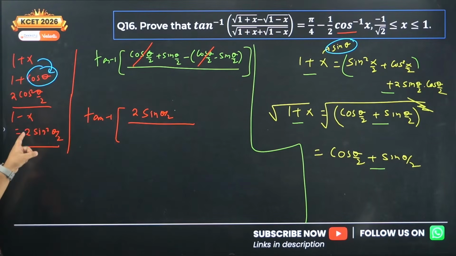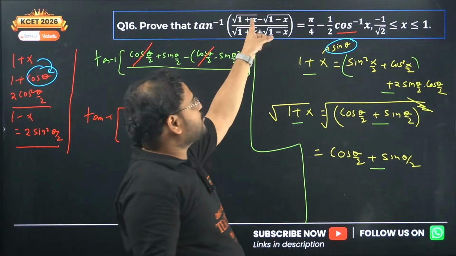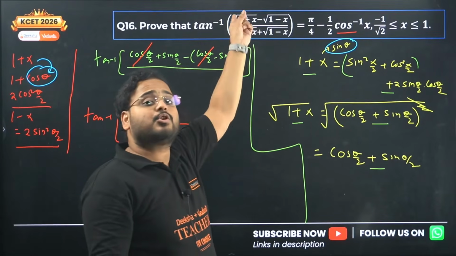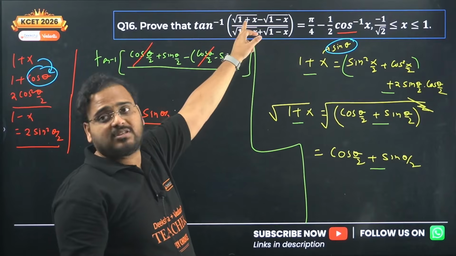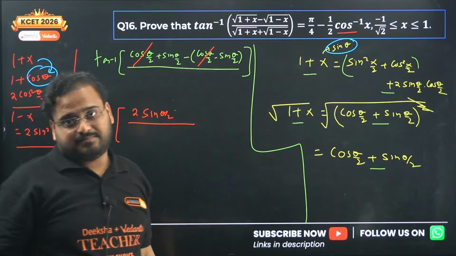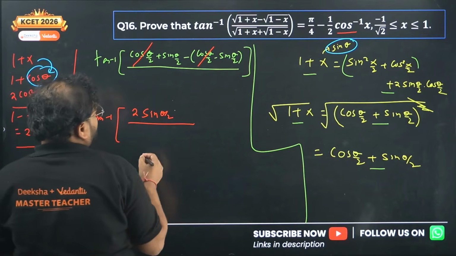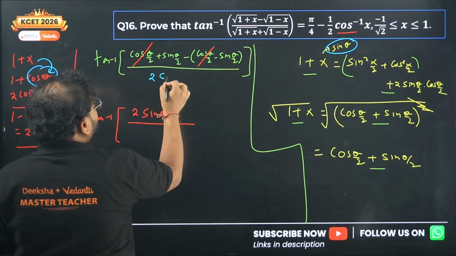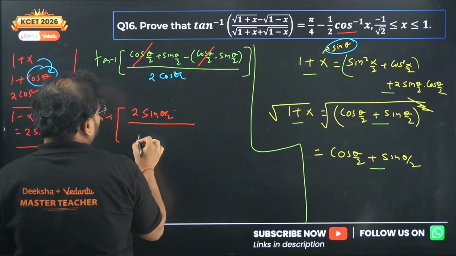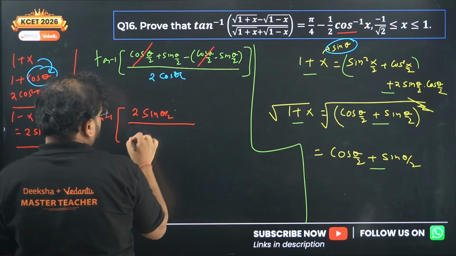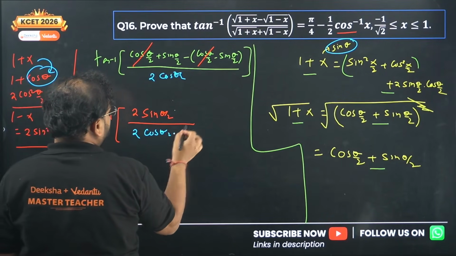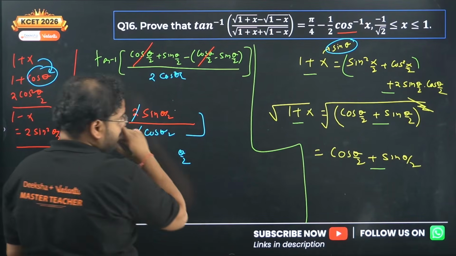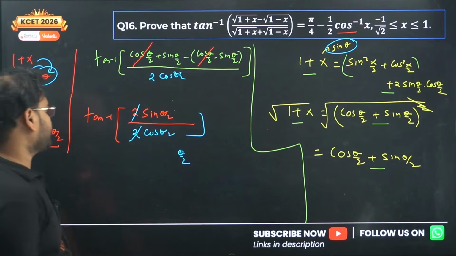Please check. So 1 plus cos, because x is taken as cos, it will become 2 cos square theta by 2 and 2 sine square theta by 2. So I'll have root 2 cos theta by 2 here and root 2 sine theta by 2 here. So I have 2 sine theta by 2, and over here the same way 2 cos theta by 2. The 2 cancels. Tan inverse of this will become simply theta by 2.